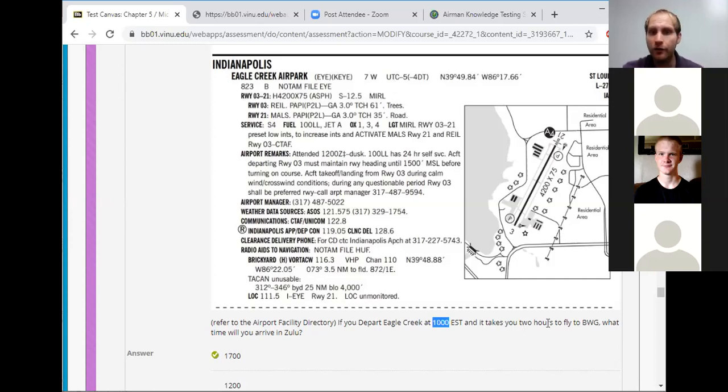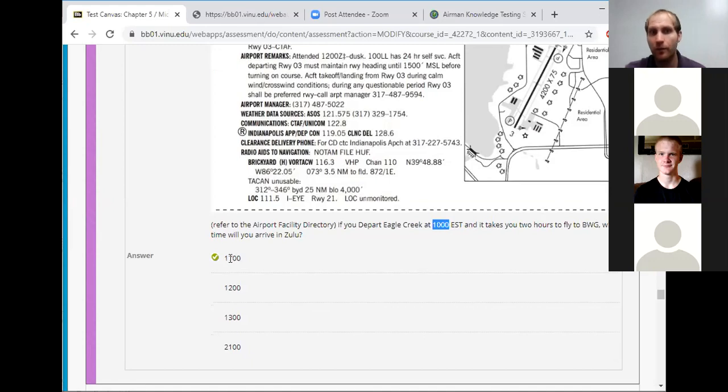It will take you 2 hours to fly to BWG. So 2 hours to fly, we departed at 15 Zulu. It took us 2 hours, so we will arrive at 17 Zulu. It says, what time will you arrive in Zulu? 17.